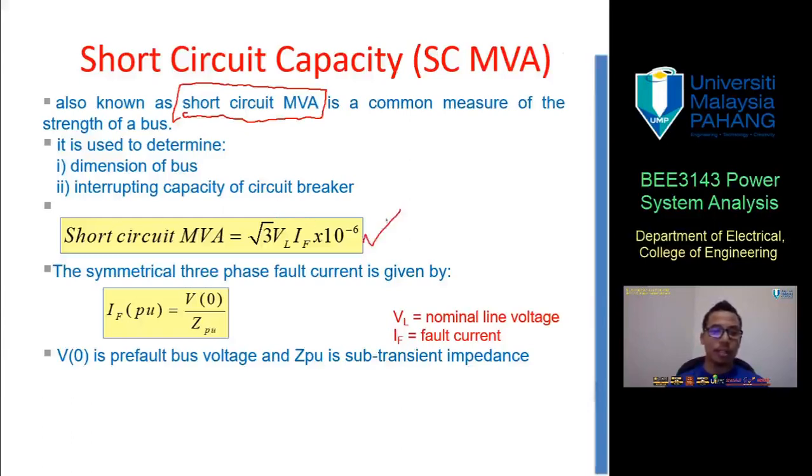This equation: short circuit MVA equals root 3 times VL times the fault current, where VL is the line voltage, multiplied by 10 to the minus 6. The symmetrical 3-phase fault current is given by this equation, where V0 is the pre-fault bus voltage and ZPU is the subtransient impedance. There is a calculation for how to calculate the ZPU, but don't panic, we are going to look at this in the example.